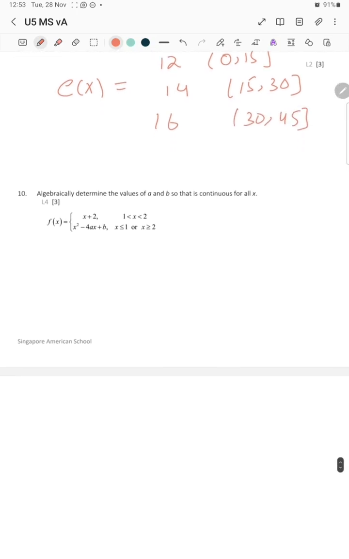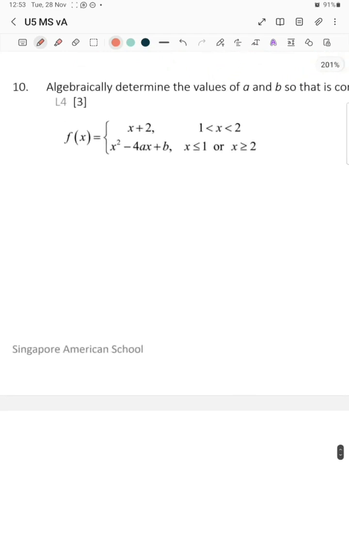Determine the values of a and b so that it is continuous for all x. So for making it continuous, x is greater than 1, less than 2, x is less than or equal to 1, greater than or equal to 2. So here it is x is equal to 1. So for x is equal to 1, we can have 1 minus 4x, 4a plus b.